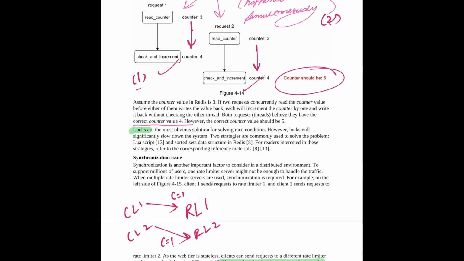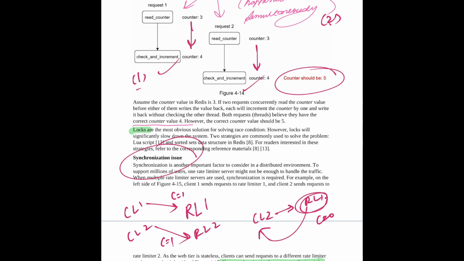But in the next request, client 2 sent its request to rate limiter 1. Since rate limiter 1 is not aware about client 2, it will treat it as a new client, right? And it will again keep its counter initially at 0. So do you see what the problem here is? So that's a synchronization issue here.